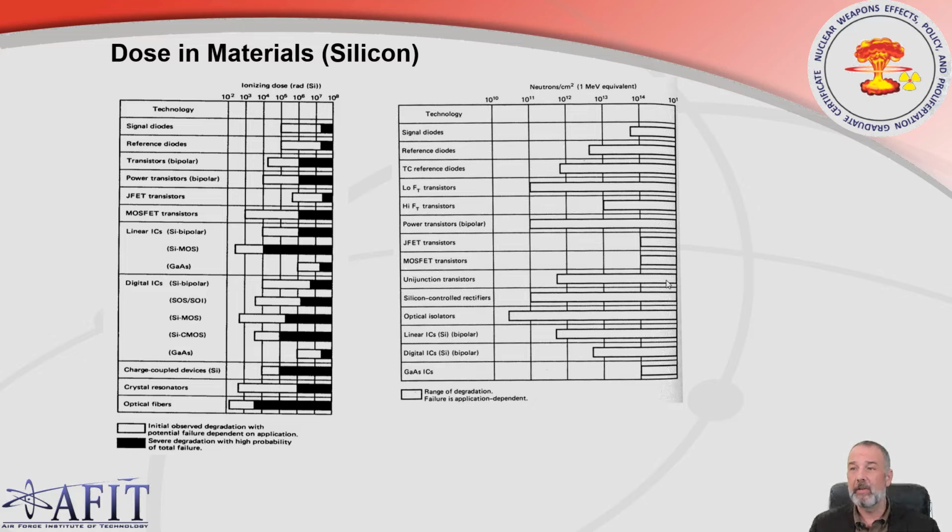So here we have two interesting little table figures where we're looking at ionizing dose being applied to silicon. The one on the left-hand side assumes incident gammas. We have the amount of dose in rads, and at the very bottom you can see initial observed degradation and severe degradation, with probability of failure being the white and the black portions of those bars. So you can see for these different components how much absorbed dose they would have to take before they reached a probable failure limit. Now on the right-hand side, it's a little bit different.